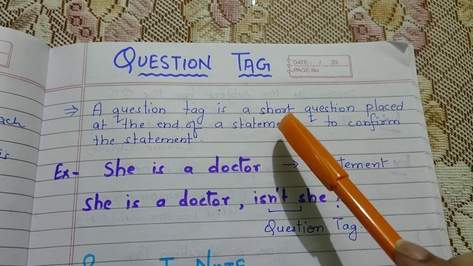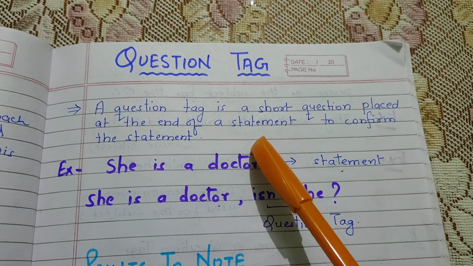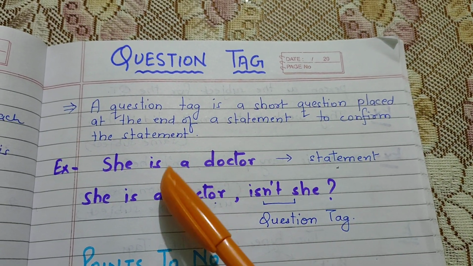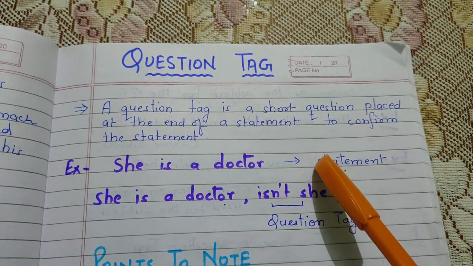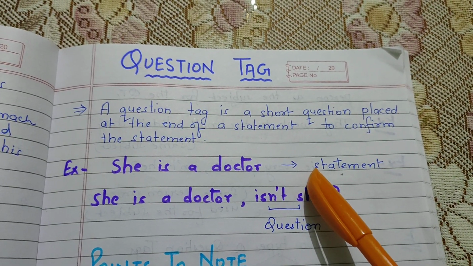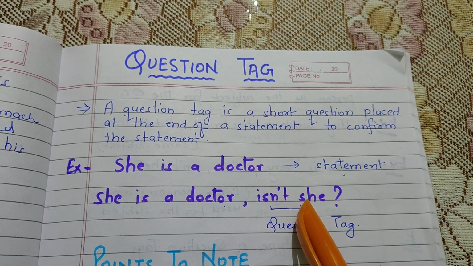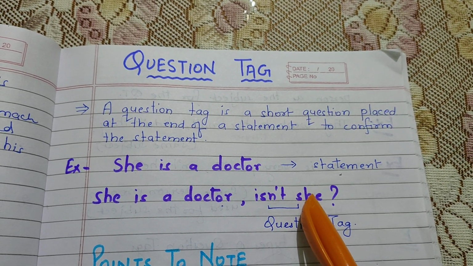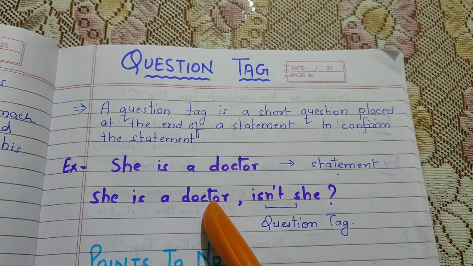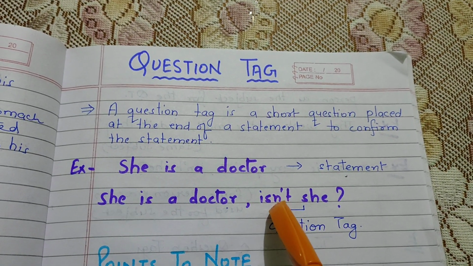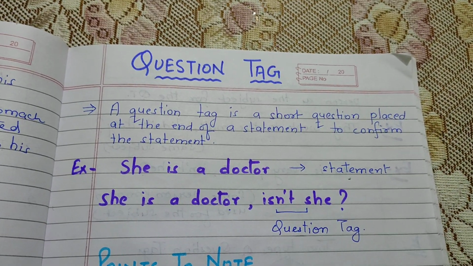Basically, a question tag is a short question that is placed at the end of a statement to confirm the statement. For example, if I write "She is a doctor," it is a simple statement. But if I write "She is a doctor, isn't she?" I have added these two words at the end of the statement to confirm whether she is a doctor or not. So it is the question tag.